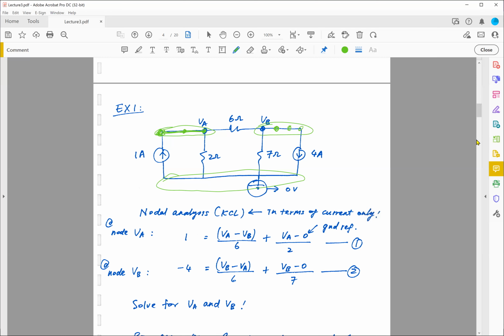So once we found VA and VB, then we know what is the voltage dropped across the 2 ohm resistor and the 7 ohm resistor respectively. That's basically the motivation behind doing this exercise. I wanted to find the node voltage here and the node voltage there, so that I can find the voltage dropped across the 2 ohm and 7 ohm. And given resistances of 2 ohm, 6 ohm, and 7 ohm, I can therefore find my current.